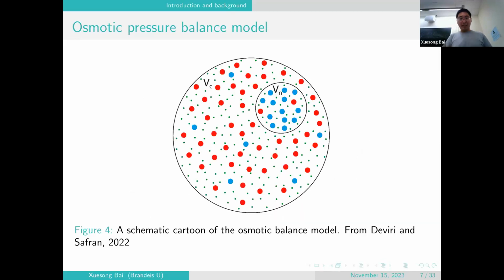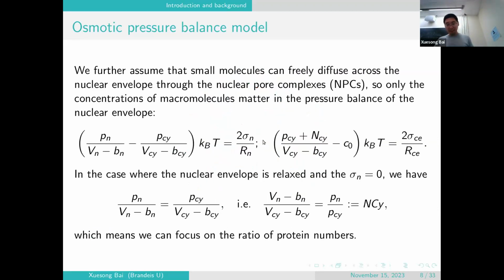So we assume that the concentration of the small molecules is the same in the nucleus and the cytoplasm, so that their osmotic pressure across the nuclear membrane is the same, and we only focus on macromolecules. In our case, it's just proteins. In this first equation, that's still the balance across the nuclear membrane, but there are no small molecules. These are the concentrations of the proteins, Pn, the proteins in the nucleus, and Pcy, the proteins in the cytoplasm.